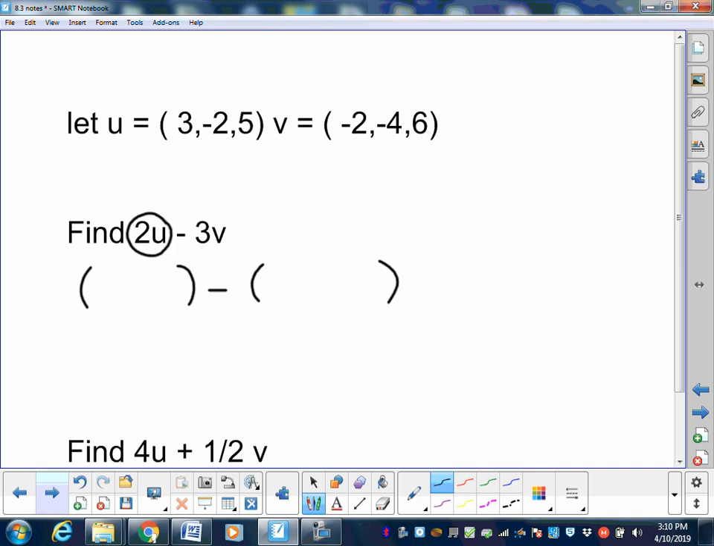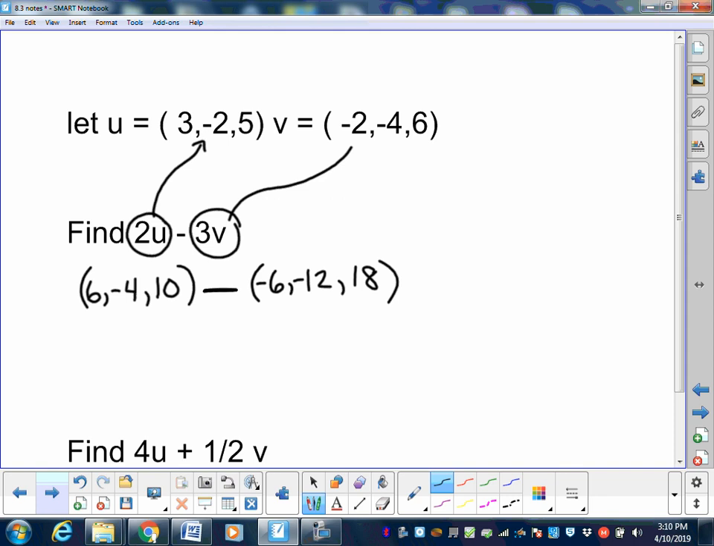You have to take everything in u and multiply it by 2. So I'm going to get 6, -4, and 10. I'm going to take everything in v and multiply it by 3. And I'm going to get -6, -12, and 18. There's a minus sign in between. So I'm just going to put these two together to get my final answer. 6 minus a -6 ends up being 6 plus 6, which is 12. -4 minus a -12 ends up being -4 plus 12, which is 8. And 10 minus 18 is -8. Final answer.